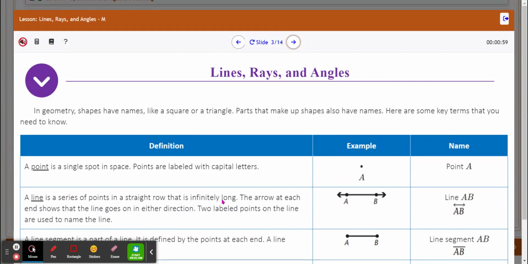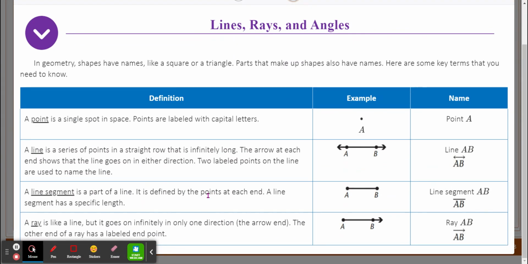Lesson number 48, lines, rays, and angles. In geometry, which is the study of shapes in math, there's a lot of vocabulary that you have to know when it comes to shapes. So let's look at some of these key vocabulary.